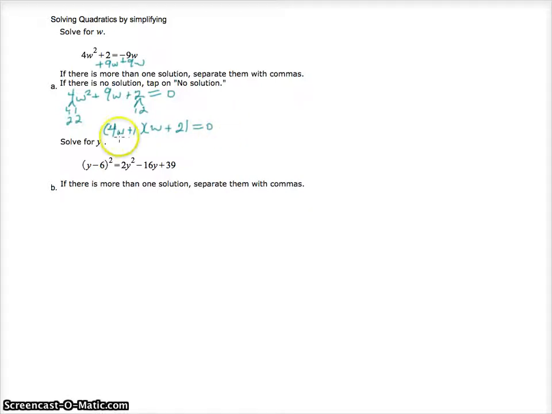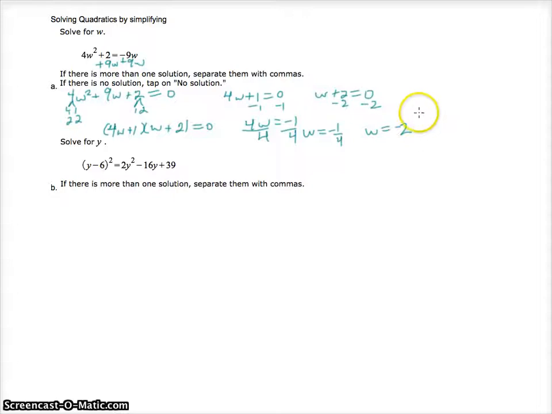So since they're equal to 0, we're just going to solve them now. So we have 4w plus 1 equals 0, and then I have w plus 2 equals 0. I'm going to subtract 1, I get 4w equals negative 1. I'm going to divide by 4, and w equals negative 1/4. And here, simple, I just subtract 2 from both sides, and w equals negative 2. So my solution is w equals negative 1/4 and negative 2.